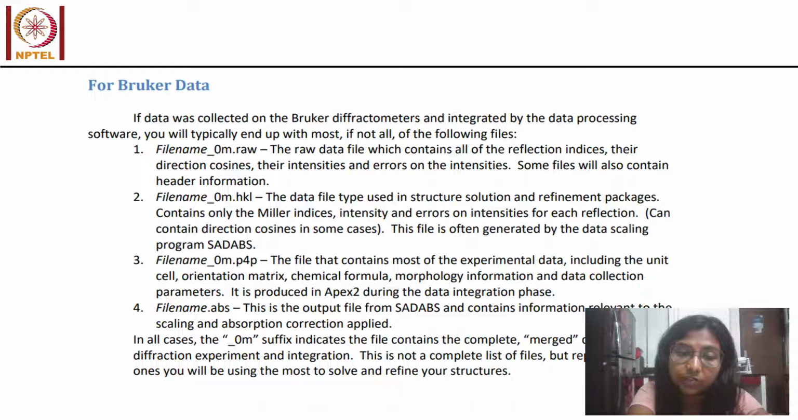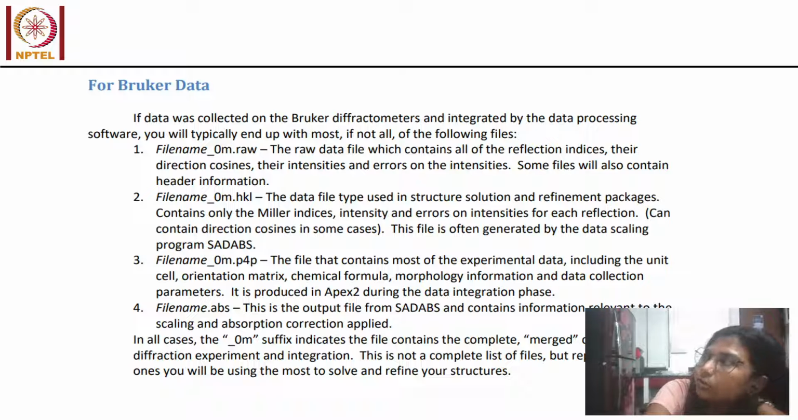Then we have this .p4p file, which is the file which contains most of the experimental data, including the unit cell, the orientation matrix. This is also there if you take data using Rigaku, then also we get the p4p file.